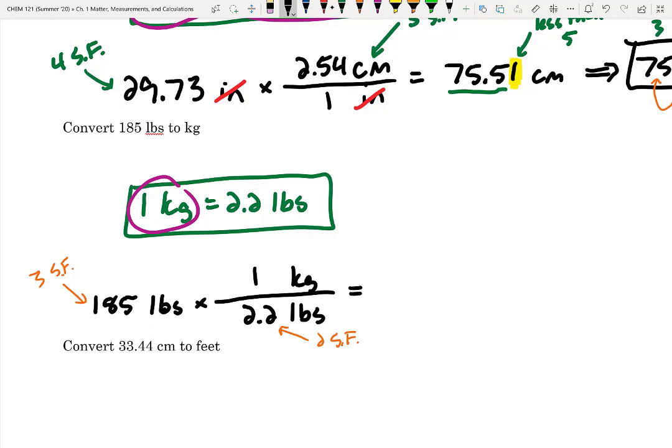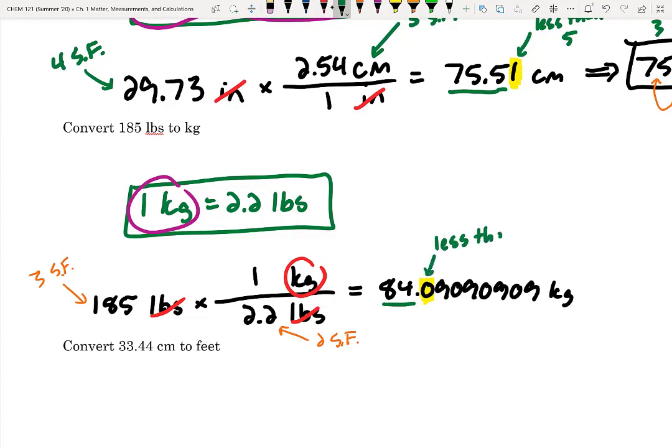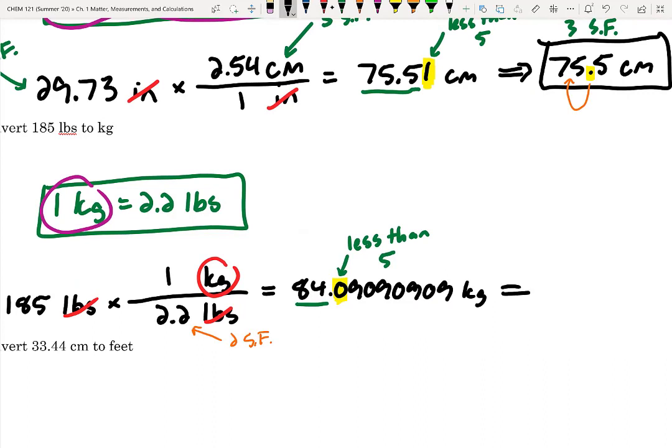So we can go ahead and multiply this out. Let me double check on my calculator. 185 divided by 2.2. I'm getting a number straight out of my calculator that's 84.09090909 kilograms, right? Because we've canceled out our pounds, which leaves us kilograms left over. But we said it can only have 2 sig figs, and the number to the right of it is less than 5. So we're not going to round anything up. In the end, this would be the same thing as 84 kilograms. Make sense so far?